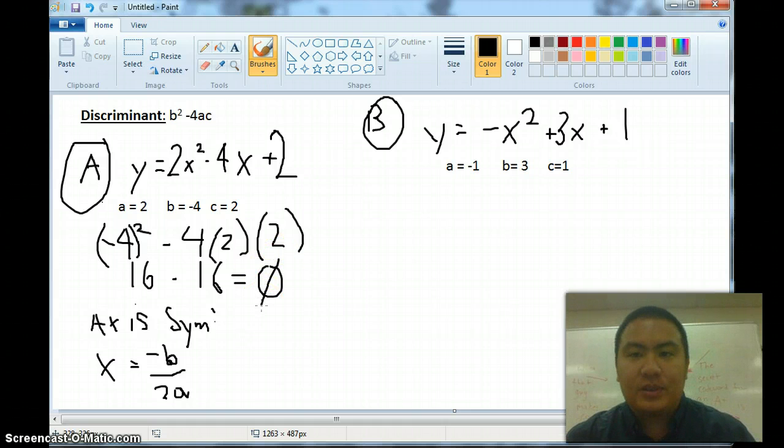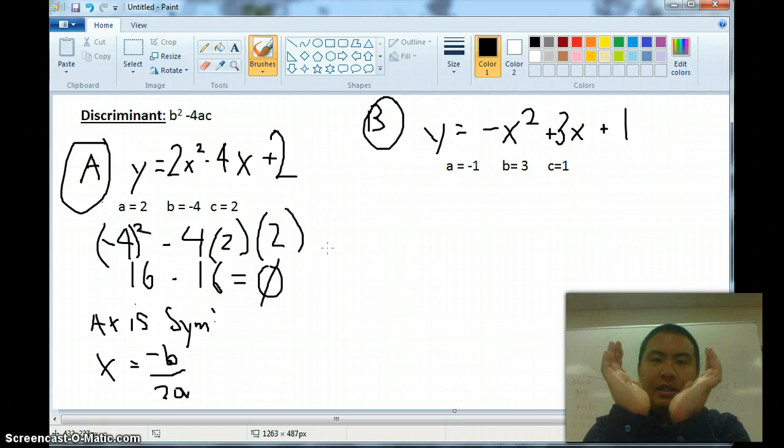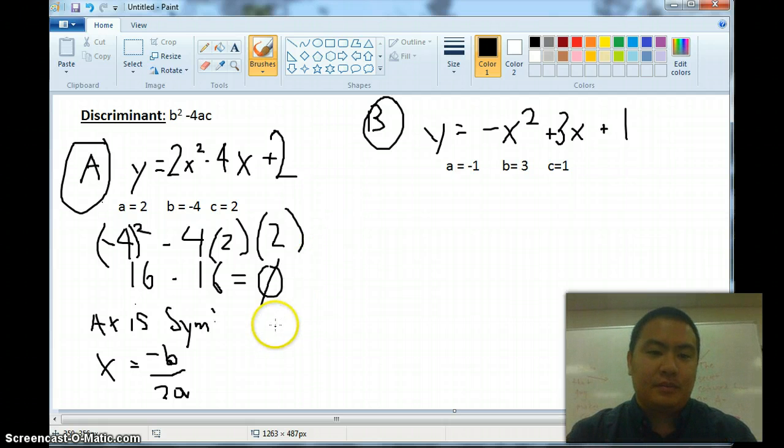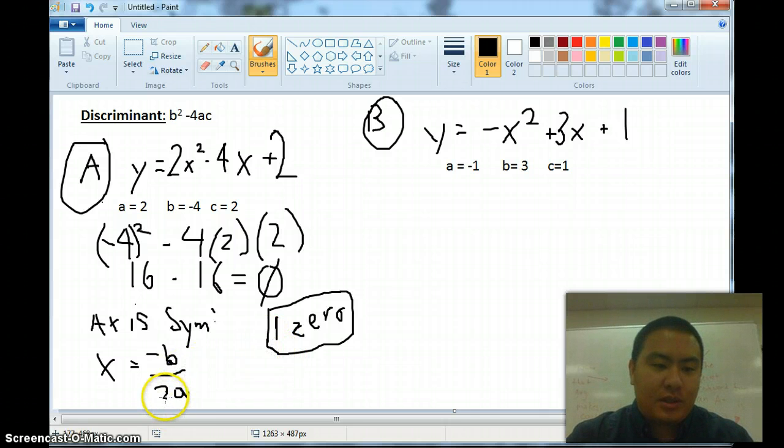Alright, so when it equals 0, how many zeros do I get? How many times does the parabola hit the x-axis? 1 time. So there's 1 zero. Okay. Now as far as the axis of symmetry, I'm not going to do that in this video. I want you guys to do it yourselves. That's x equals minus b over 2a. And I'm going to show you guys on Desmos what it looks like. Okay, so all you have to do is plug that in. Now I'll go ahead and do b.